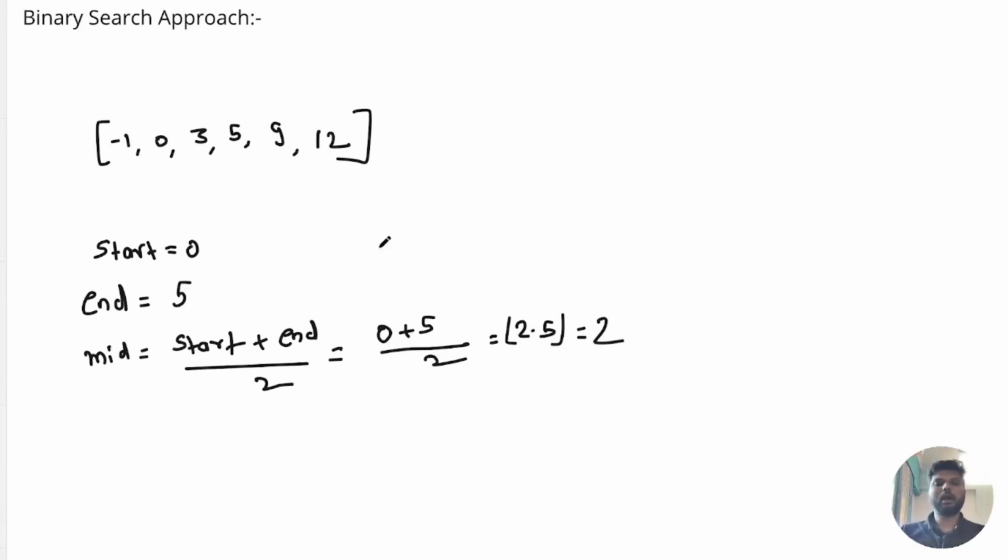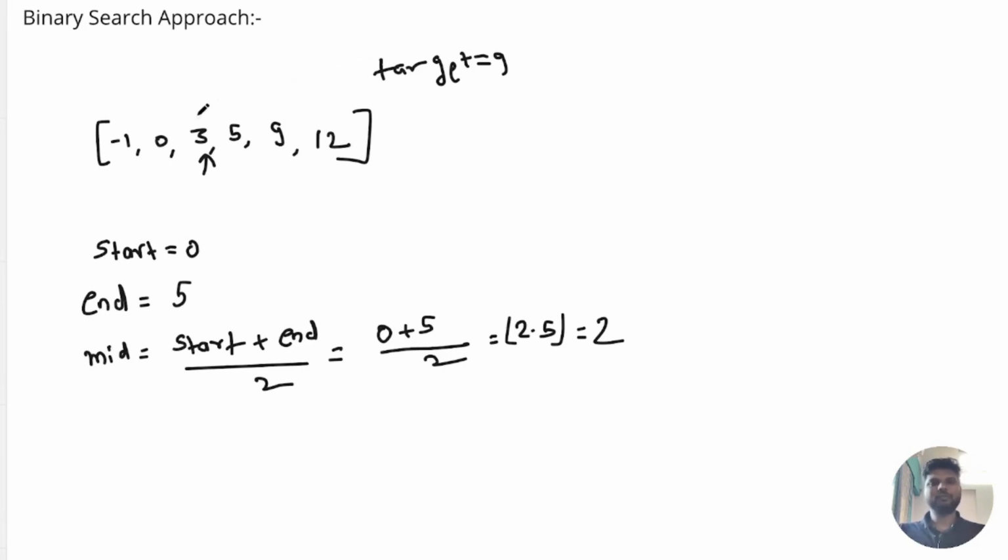We need to convert this division to an integer so that we get 2. Now we need to see which element exists at the second index. The element which exists at second index is 0, 1, 2, this element, right? 3. Now our target is 9, right? So this is our target. We compare 3 with 9. Is 3 equal to 9? No, right? 3 is not equal to 9. Is 3 less than 9? Yes, 3 is less than 9, right?